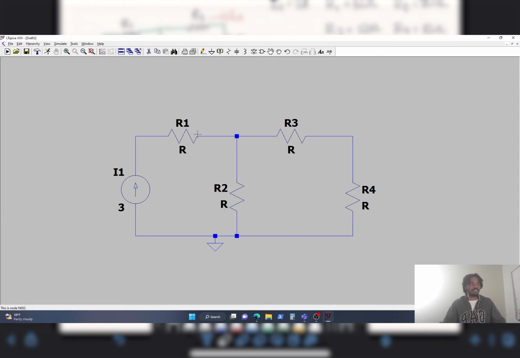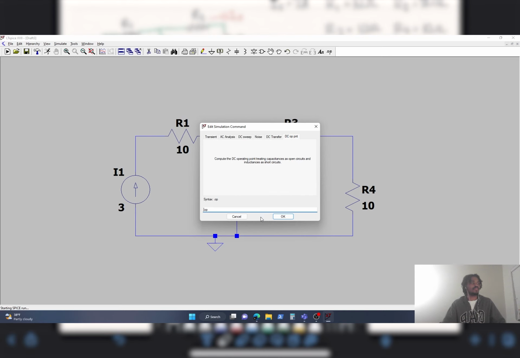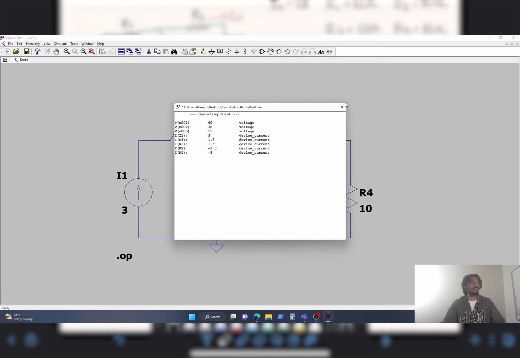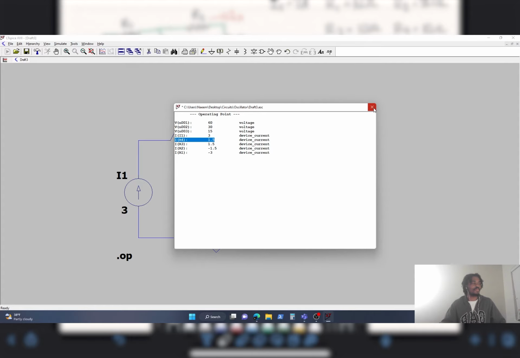It's 3 amps. And R2 is 20. R3 and R4 were 10. So we're going to run a DC operating point. And we see that the current through R3 and R4 is 1.5 amps. So that's the answer that we're looking for. Hopefully you guys can see that.